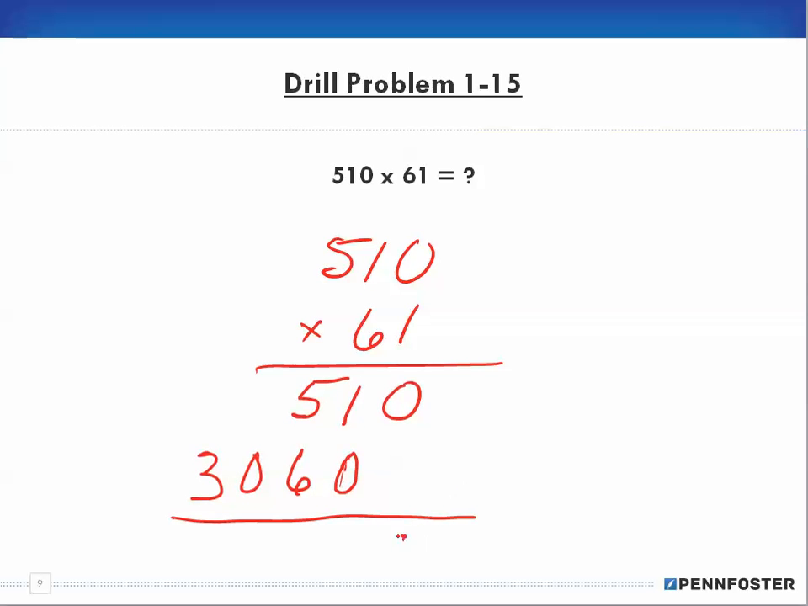And we're going to add those up. 0 from 0 is 0, 0 and 1 is 1. 6 and 5 is 11. So we put the 1 and carry the 1. 1 and 0 is 1. Then we bring down the 3. Our answer is 31,110.